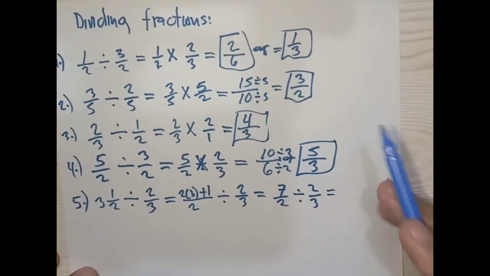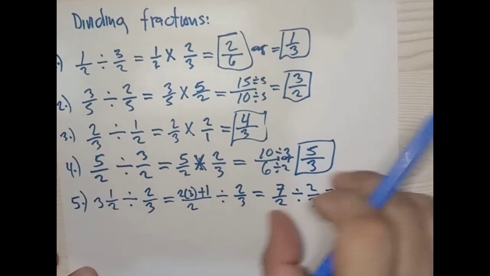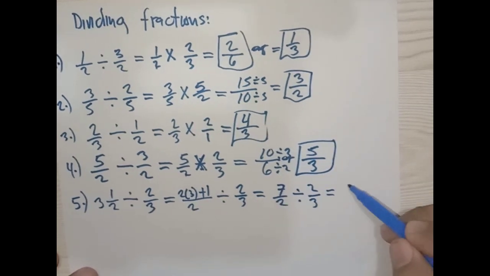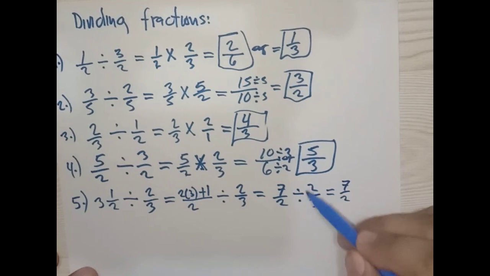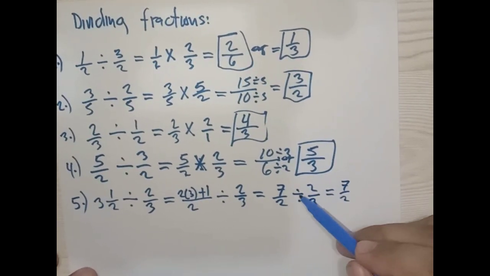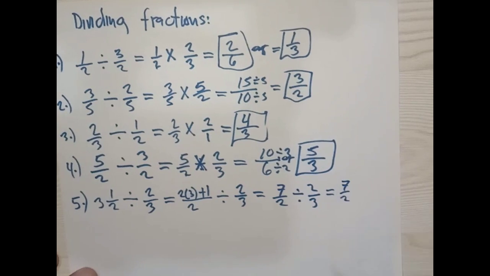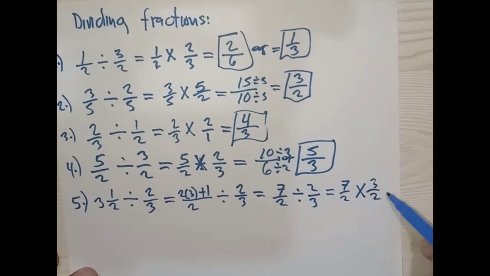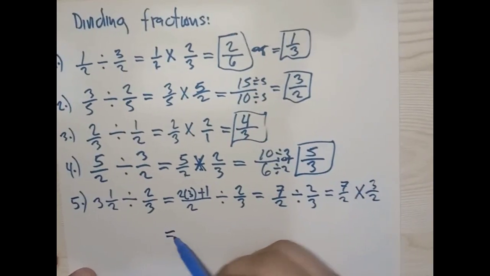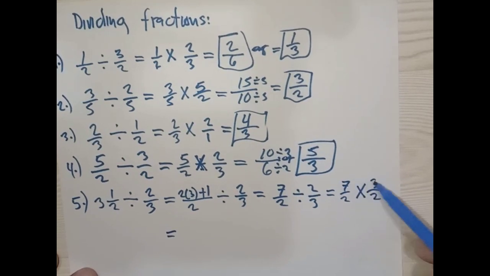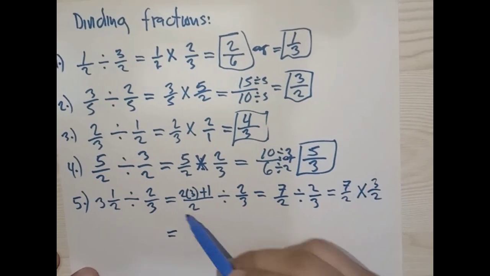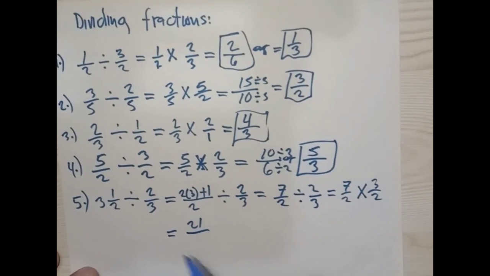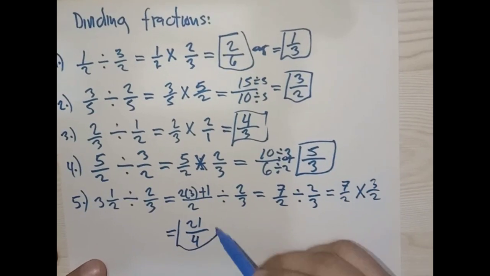And then equal. So, dito na natin gagamitin yung step dito. Okay? Copy the first term, 7 over 2. Change the operation division into multiplication times. Inverse of 2/3 is 3 over 2. Okay? So, equal, dito sa baba, multiply natin yung numerator to numerator, denominator to denominator. So, with 7 times 3 is 21 over 2 times 2 is 4. So, this is our answer.